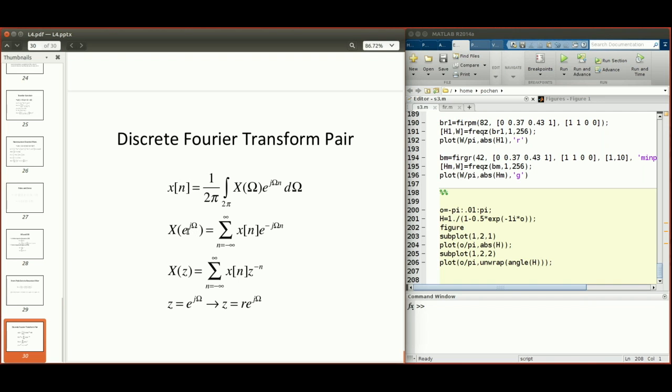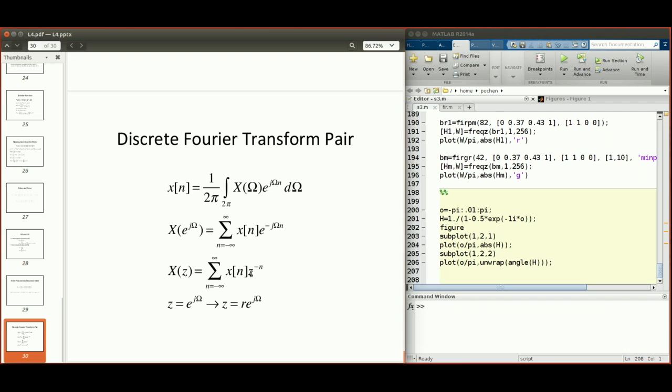Now if we replace e to the j omega with a letter, a complex number called z, we end up with a transform that looks like this. It's still x[n], but instead of e to the minus j omega n, e to the j omega is replaced with z, so we end up with z to the minus n. And this transform is called the Z-transform.